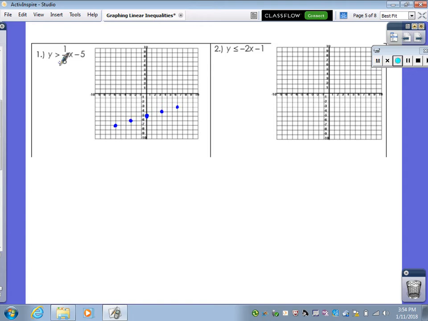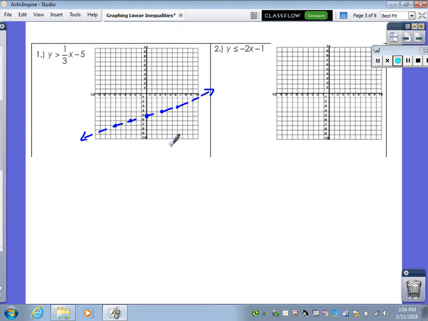But now I see that it's not or equal to, so I know it's a dotted line. Just like that. On these you have to have nice long lines. The dotted line means if you picked an ordered pair on here, so for example 0, -5, you would have 0, -5, and you would end up with -5 is greater than -5, which is untrue. So none of the ordered pairs on this line would work, so it's dotted.